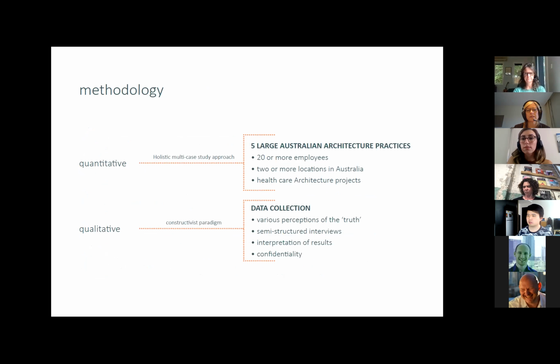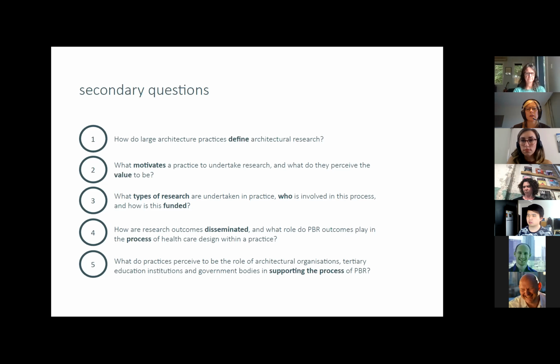Sorry, the 5th one hasn't come up, Shari. What was it? You can't see that one? Oh, it's to do with what practices perceive to be the role of architectural organisations like the AIA, as well as universities in the architectural courses.